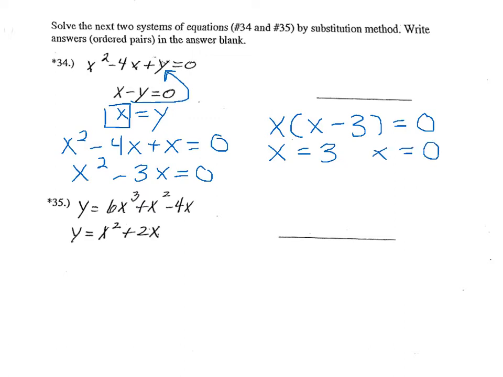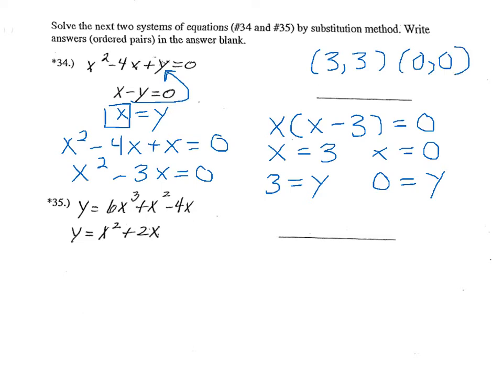Because we have two solutions for x, we're also going to have two solutions for y. And remember, we write these solutions as coordinates. To find the solution for y, we simply take x and plug it in. So we have x equals y, so 3 equals y, and x equals y, so 0 equals y. So our two solutions are (3, 3) and (0, 0).